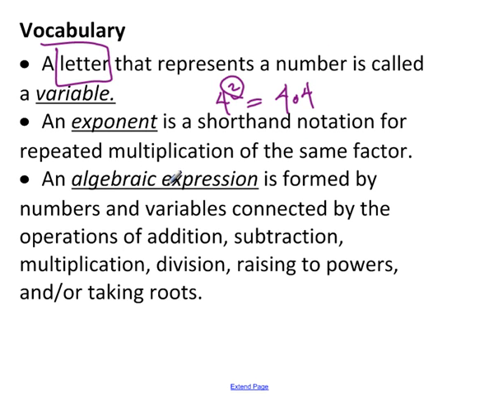An algebraic expression is just a bunch of stuff going on, but there is no equal sign, there's no greater than, there's no less than. It's kind of like you don't really have a full sentence, it's a sentence fragment. It's just a bunch of stuff, but you don't really get anywhere yet.